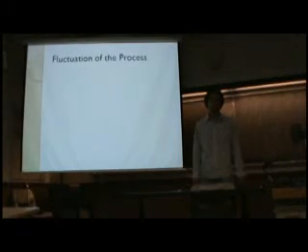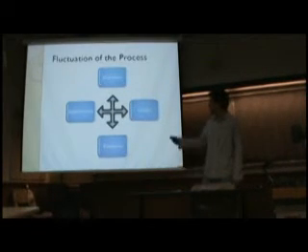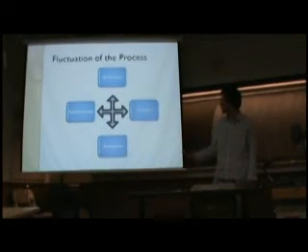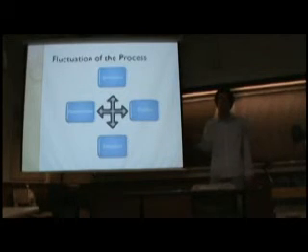Now there's a fluctuation in this process. As you can see, it kind of goes in a circle, but you can also get stuck in the conflict stage or the emergence stage, and it can also go back and forth in between. So it's not a perfect process.